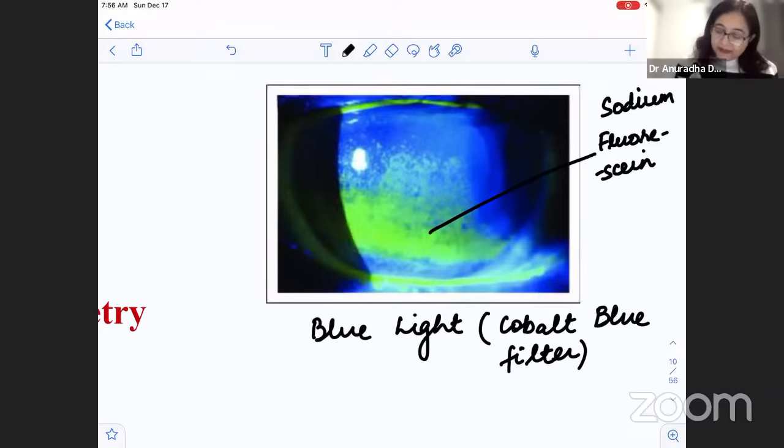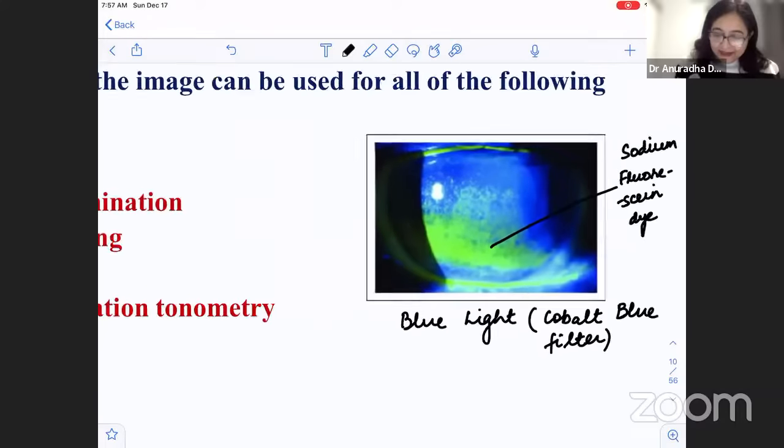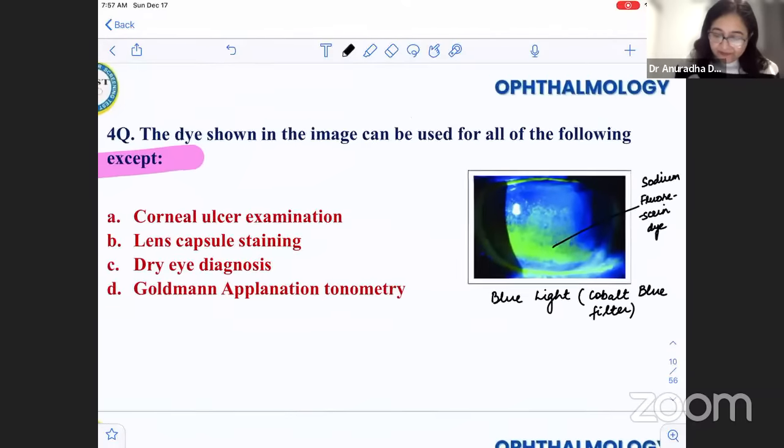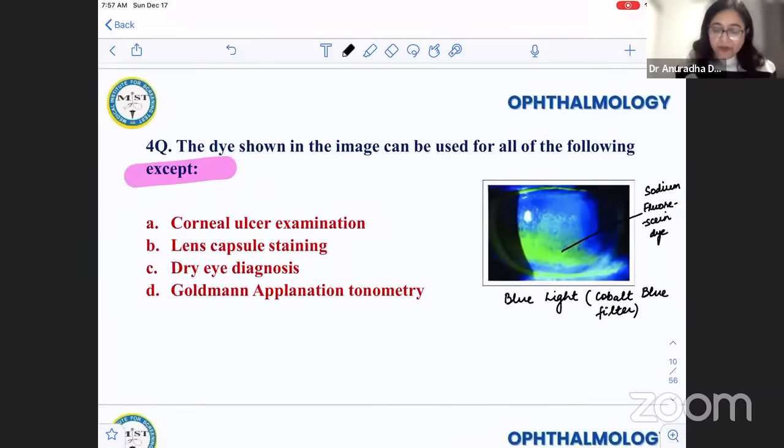So this again can be your question. They can ask you that for sodium fluorescent dye, which light is used to examine the eye? Cobalt blue filter, which gives blue light. So you have identified the dye, and let's go back to the question. They say that this dye can be used for all of the following except. Let's do the choices.